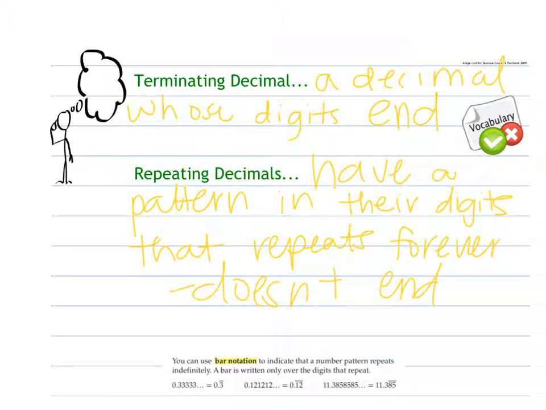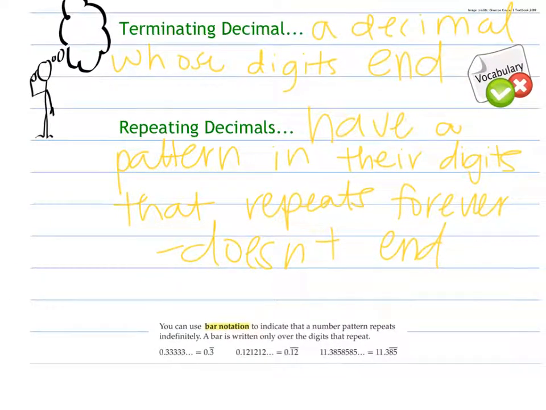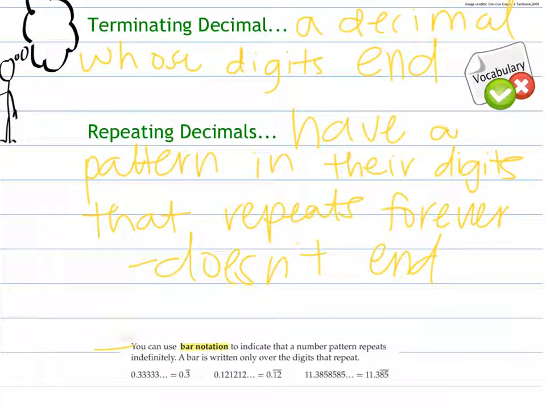And we write those repeating decimals with this bar notation that we have down here. You can use bar notation to indicate that a number pattern repeats indefinitely, so it repeats forever. A bar is written only over the digits that repeat. So we have some examples here. So you should have that definition down as well.